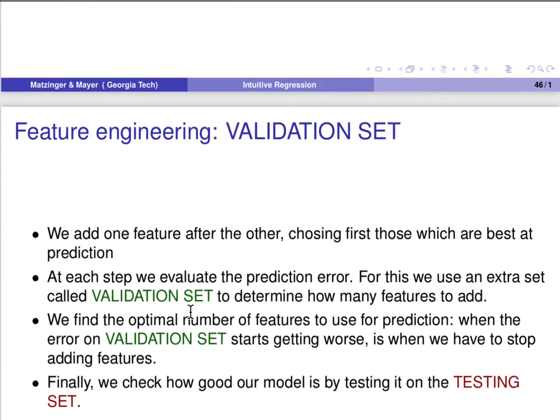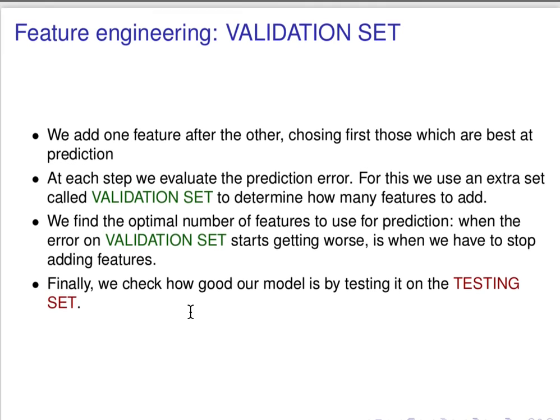And feature engineering, how many features should we add? Well, we do that on an additional such set we set apart called validation set. At least in theory, that's how you should do it. So you add the feature which is best at predicting first. Then maybe first is neighborhood, and maybe the second best to be used together with neighborhood is probably square feet. Then you can see what comes next.